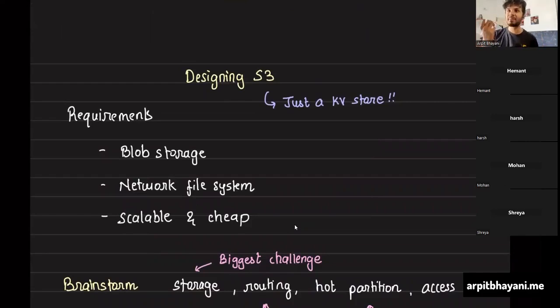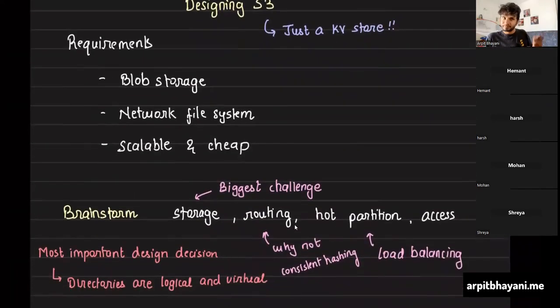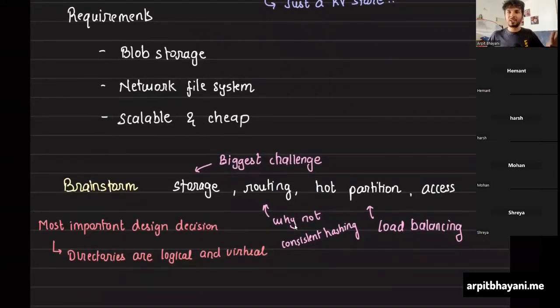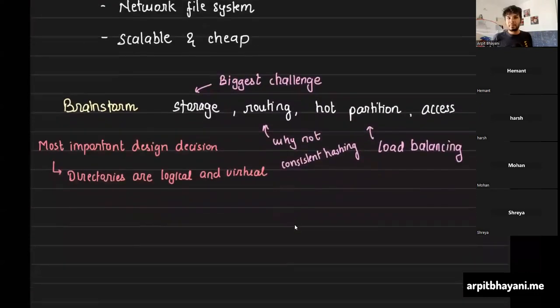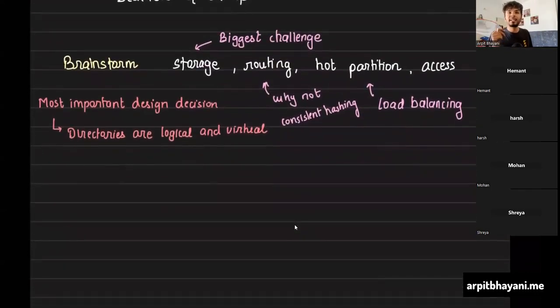Which is why throughout this course we designed so many key value stores, because key value stores are the foundational building block for so many systems. S3 is just a key value store where values can be gigantic files that need to be stored on disks. You cannot store them in memory. One terabyte is also a common file length. So now we have to think of the storage side of things.